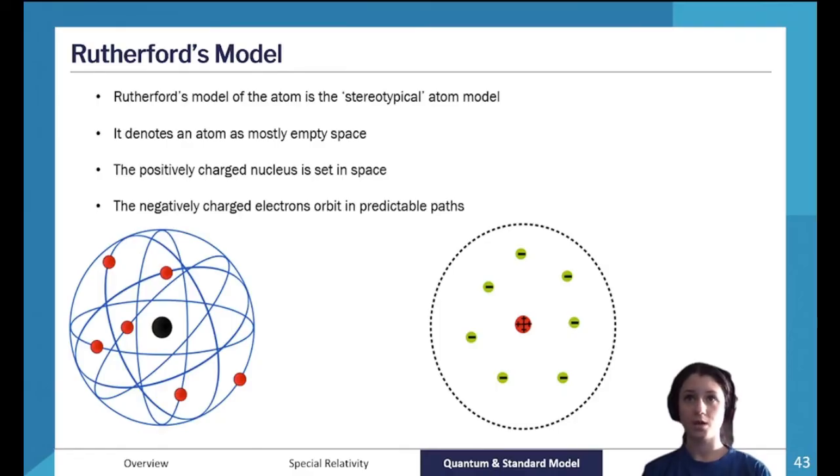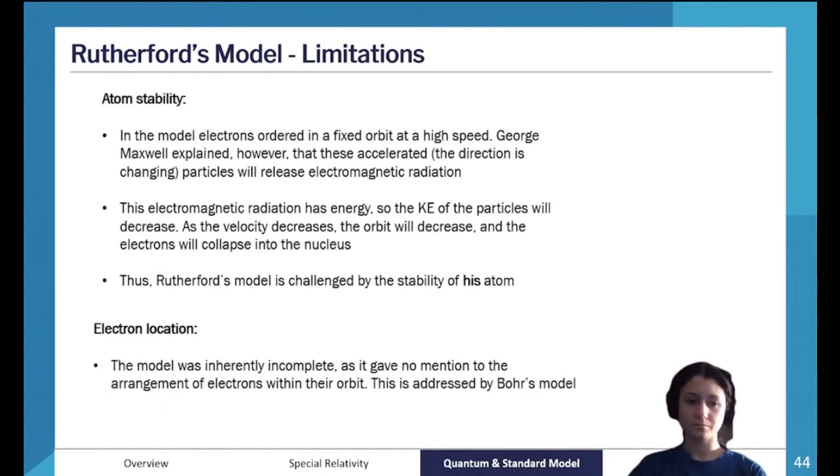So Rutherford's model of the atom is like the stereotypical one, the one you see in diagrams, in pop culture, like Big Bang Theory, that kind of thing. So it denotes an atom with mostly empty space, a positively charged nucleus in the middle, and then the negatively charged electrons orbiting around in set predictable paths. So there were a few issues with Rutherford's model. All right. The first one was the stability of the atoms.